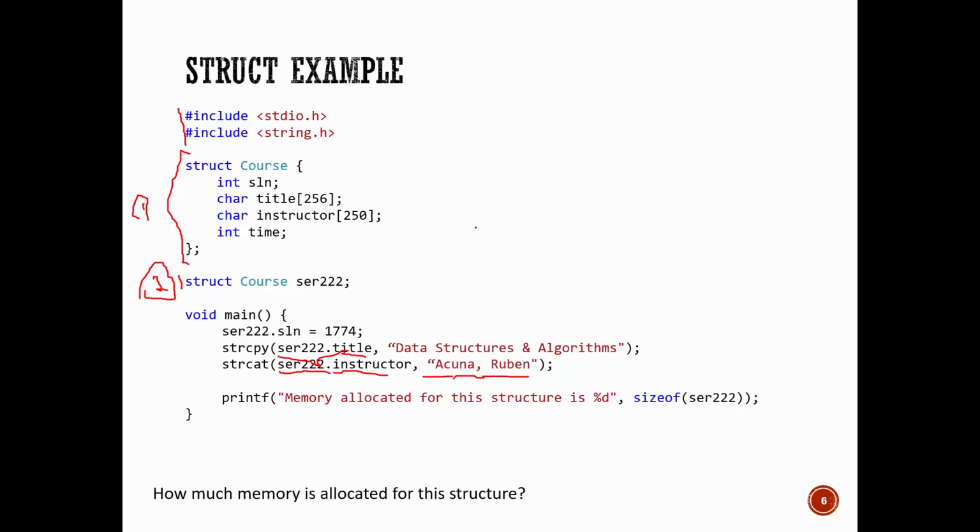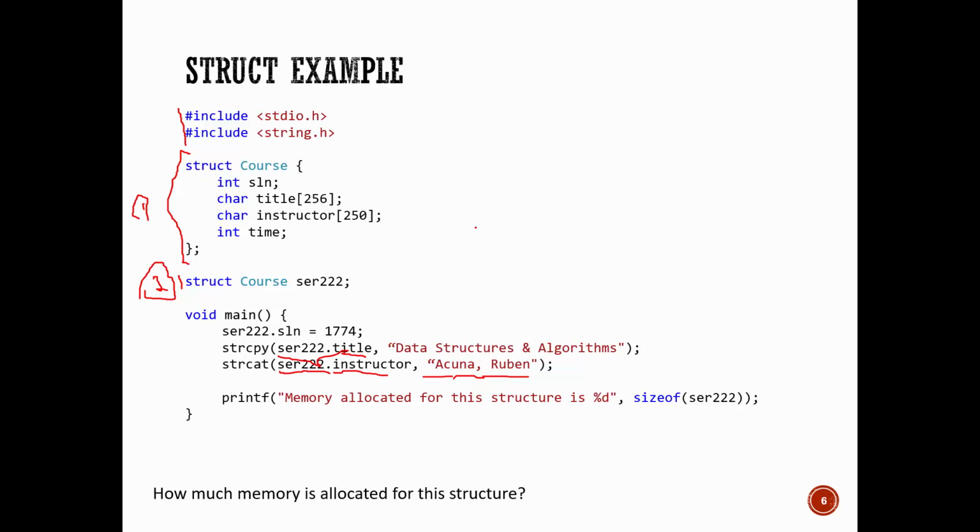It goes to that data type and tells us how many bytes it takes up. In this case, it's trying to figure out the number of bytes required by this struct course. Right there, you can see it says sizeof SER334. What happens inside the compiler is that it looks at that, finds the type of SER334, and returns the size of that type.